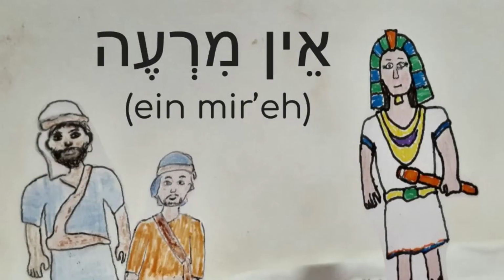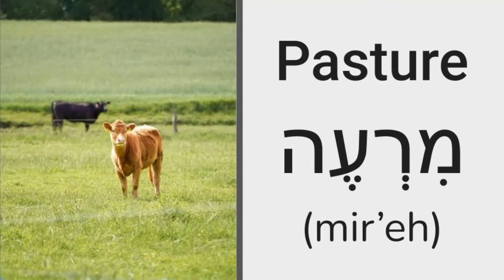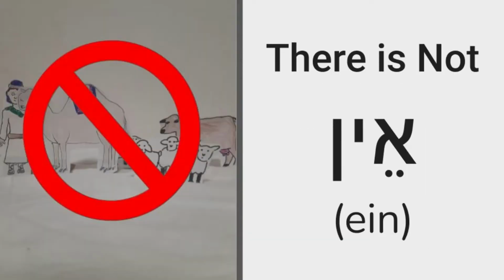In today's story, Joseph's family comes to Egypt because, as his brothers tell Pharaoh, Ein Mir'eh, there is no pasture. The word Mir'eh means pasture. Repeat it after me. Mir'eh. Mir'eh. And the word Ein means there is not or there are not. Ein. Ein.